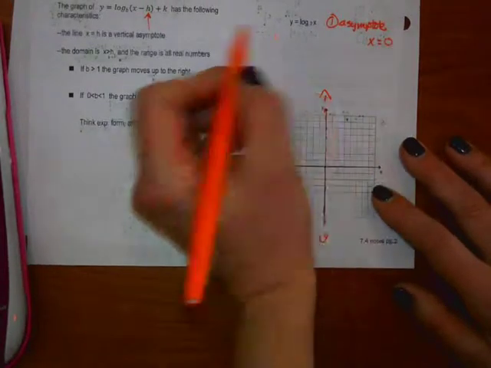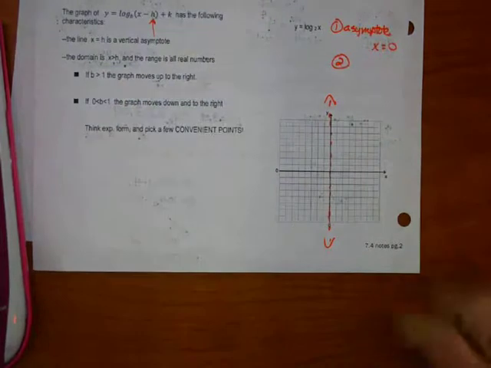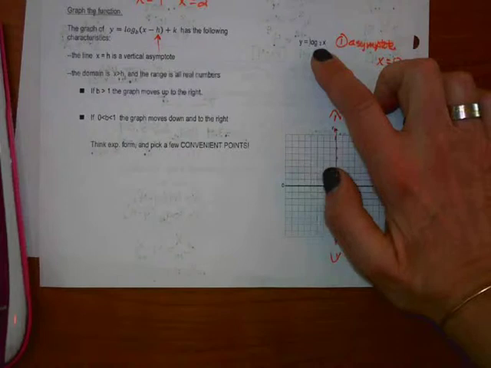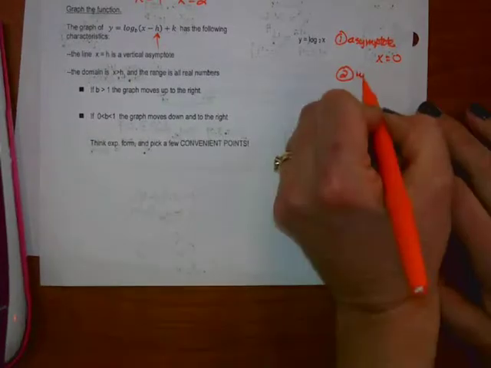The second thing I'm going to do is identify which way my graph is going to go. Looking at the base. What's the base number here? 2. Is that greater than 1? So my graph, once I get my points, I know my graph is going to go up and to the right.